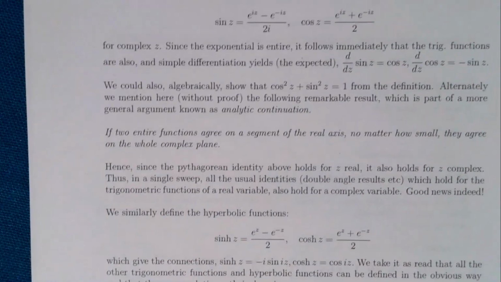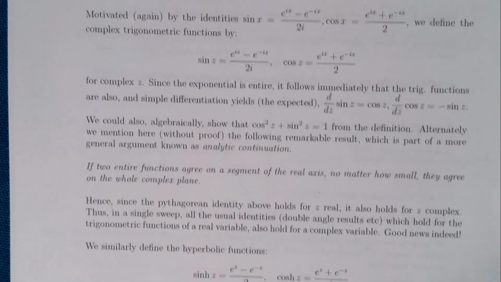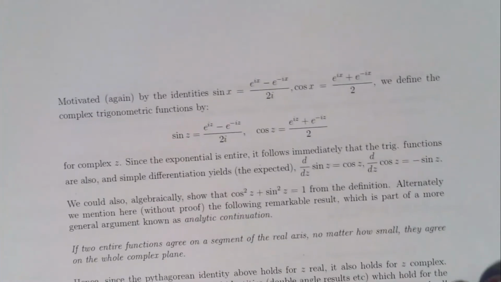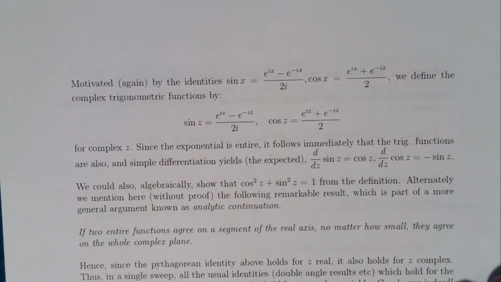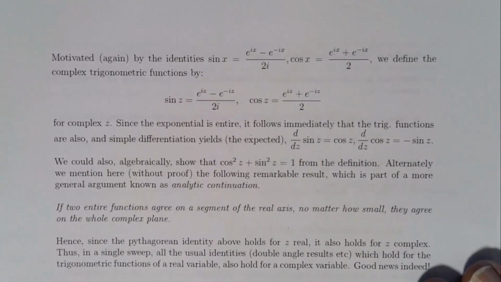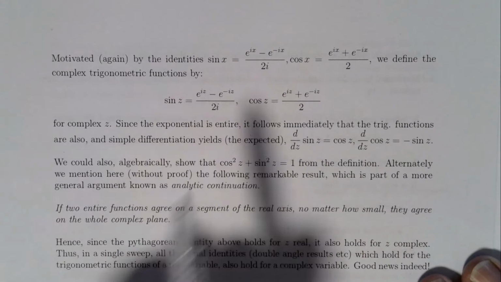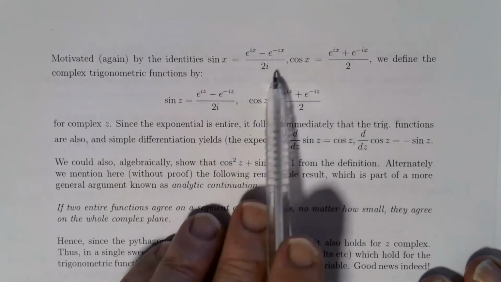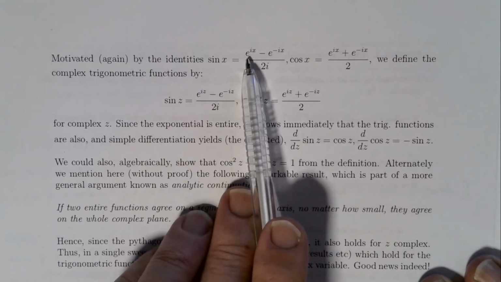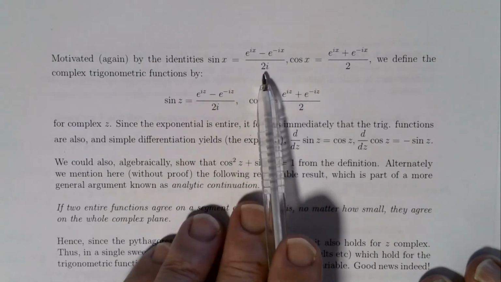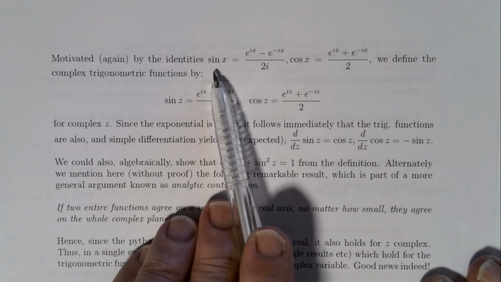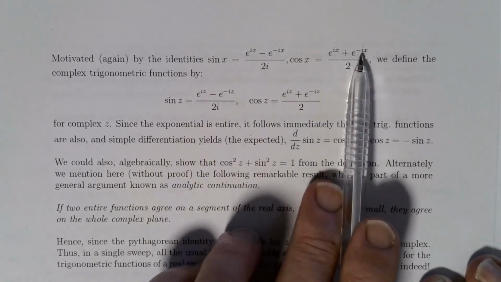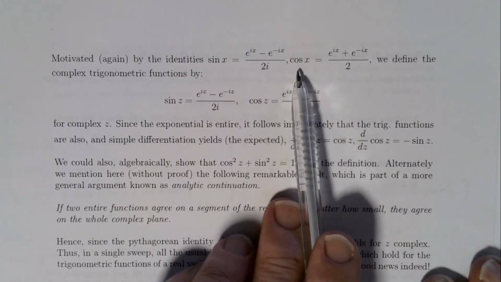Now, we'd like to define the trig functions and the hyperbolic functions. Again, motivated by identities we've seen in elementary complex numbers, you will have seen before that if you take e to the iz minus e to the minus iz divided by 2i, that just gives you sine x, and if you take the sum of these two divided by 2, you get cos x.